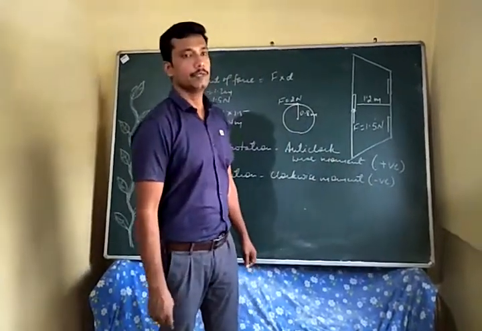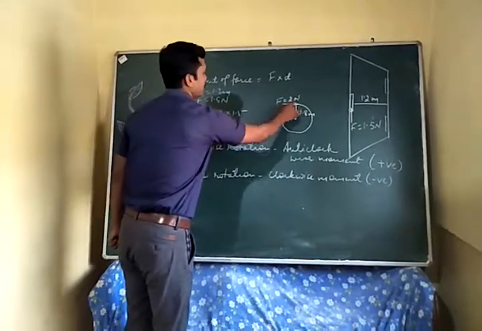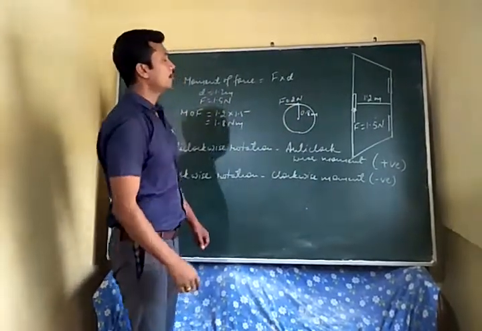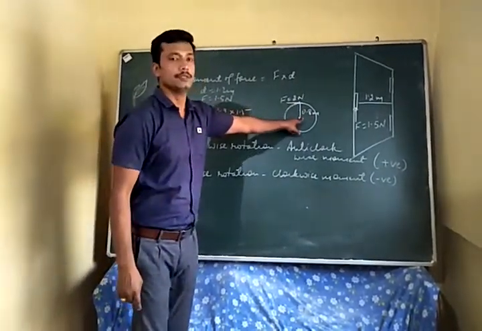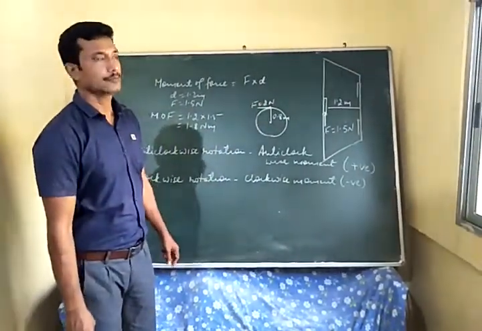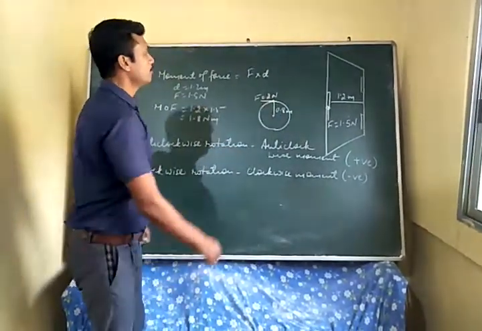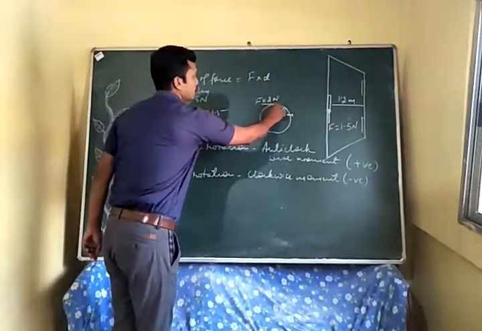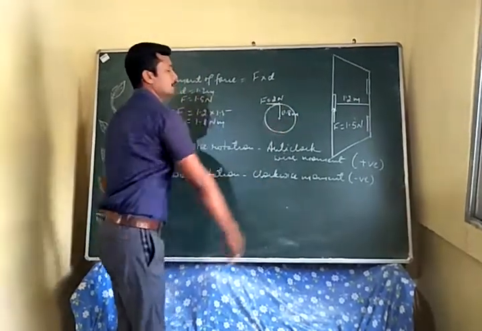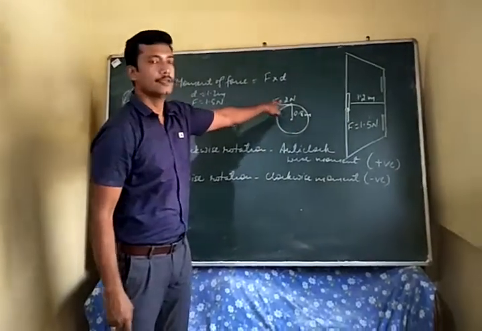Let us see, suppose we have this as the wheel of radius 0.8 meter and we are applying the force of 2 Newton to rotate it. If you see the direction of the force here, you will find that this is causing a clockwise rotation on a wheel. See, rotation is in the clockwise direction.